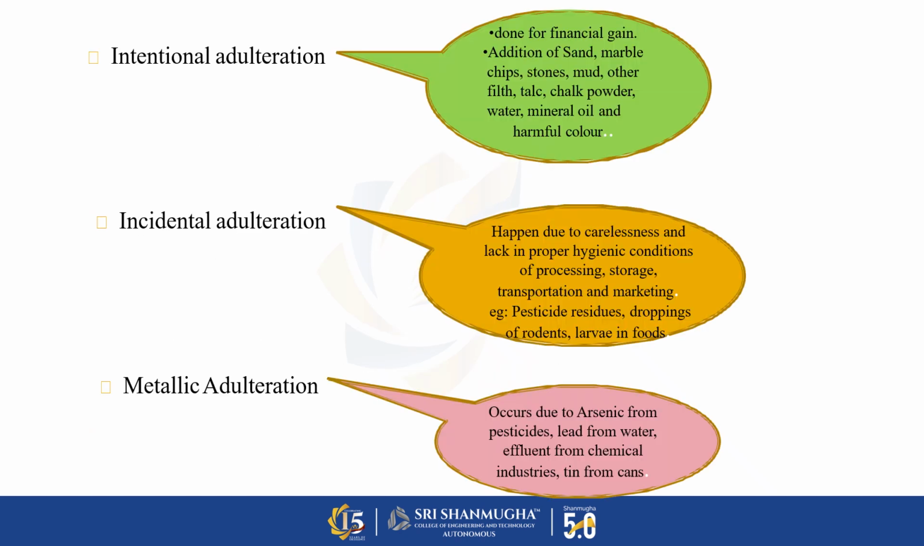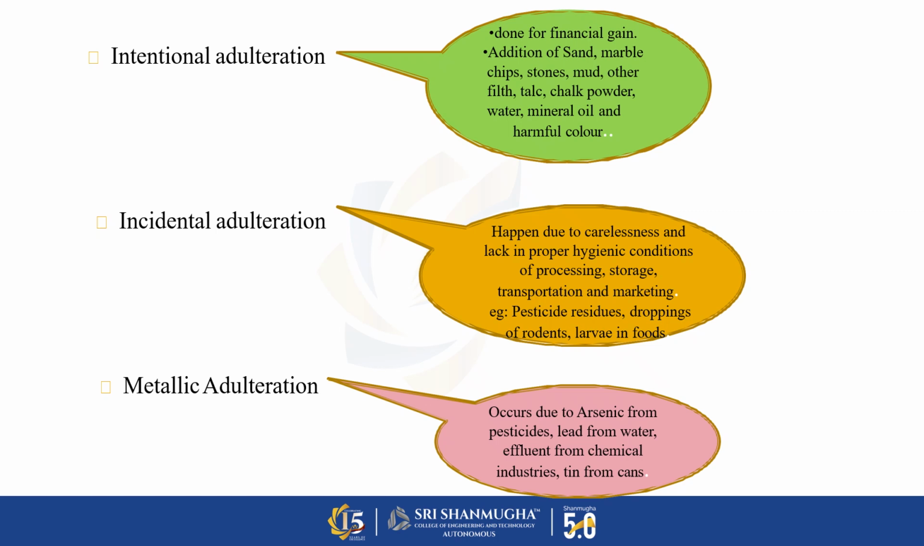So there are different types of adulteration. First is intentional adulteration. We are intentionally adding substances to the food products. It is done for financial gain. Examples of intentional adulteration are the addition of sand, marble chips, and stone, or chalk powders with ragi, like maida flour or wheat flour. So this is the example of intentional adulteration.